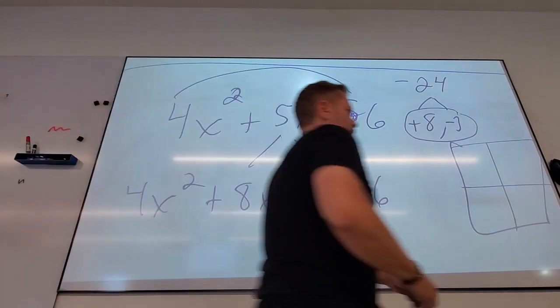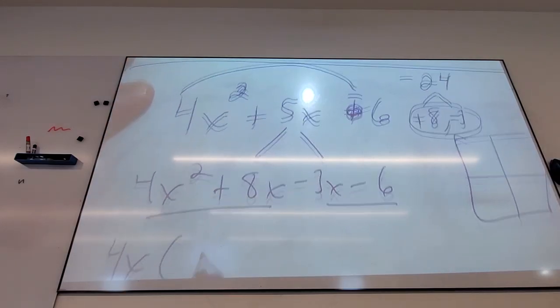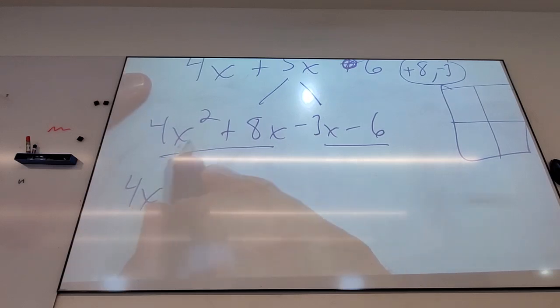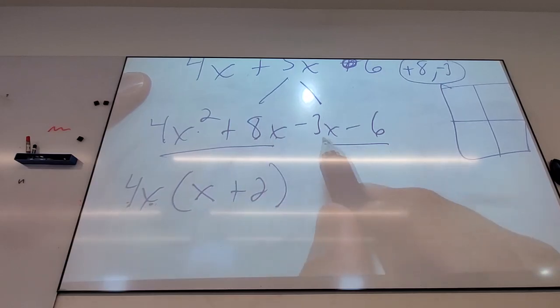Surefire is going to work. So if I do grouping of this, what happens? What comes out of these two? 4x, and what's left? Good, there's the 4's gone, one of the x's is gone, so there's 1 x left. 8 divided by 4 is 2, and the x is gone. Yes? What comes out of these two?